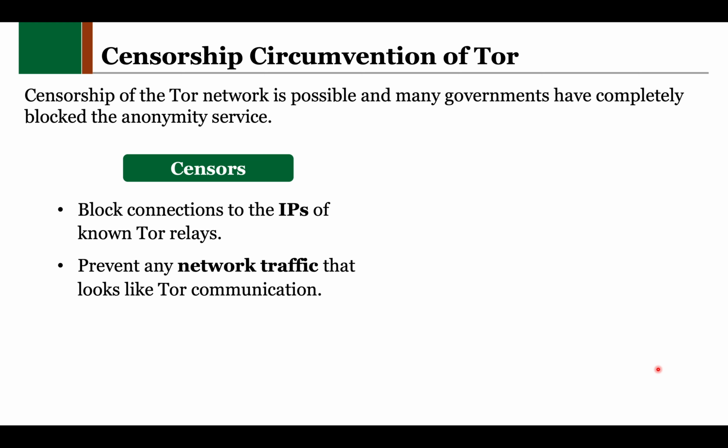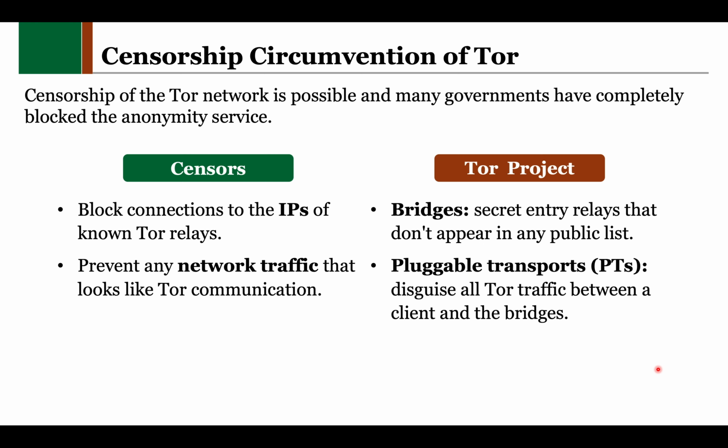So in order to get around the censors, Tor uses bridges and pluggable transports. Tor bridges are alternative entry relays whose IPs are not published in the consensus, with the Tor project sending out a call for running a bridge last year. The number of bridges has significantly increased to about 2,600. And pluggable transports transform Tor traffic between a client and the bridges to look similar to other innocuous traffic so that it's not identifiable.